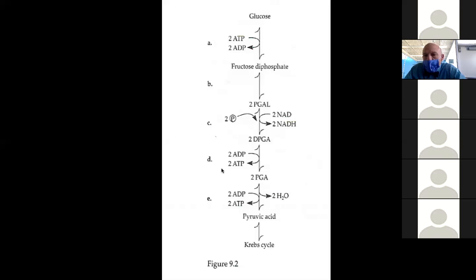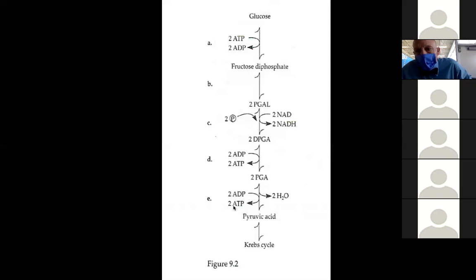But let's look at letter D. What happened in letter D here? What did we finally do? We turned it into ATP. We finally made ATPs. We lost 2 up here, remember? We made 2 here, so we're at even. It's not until step E that we actually make a net gain of ATP. In glycolysis, how many ATPs do we make? A total of 2. We had to invest 2. We made 4. 4 minus 2 is 2.